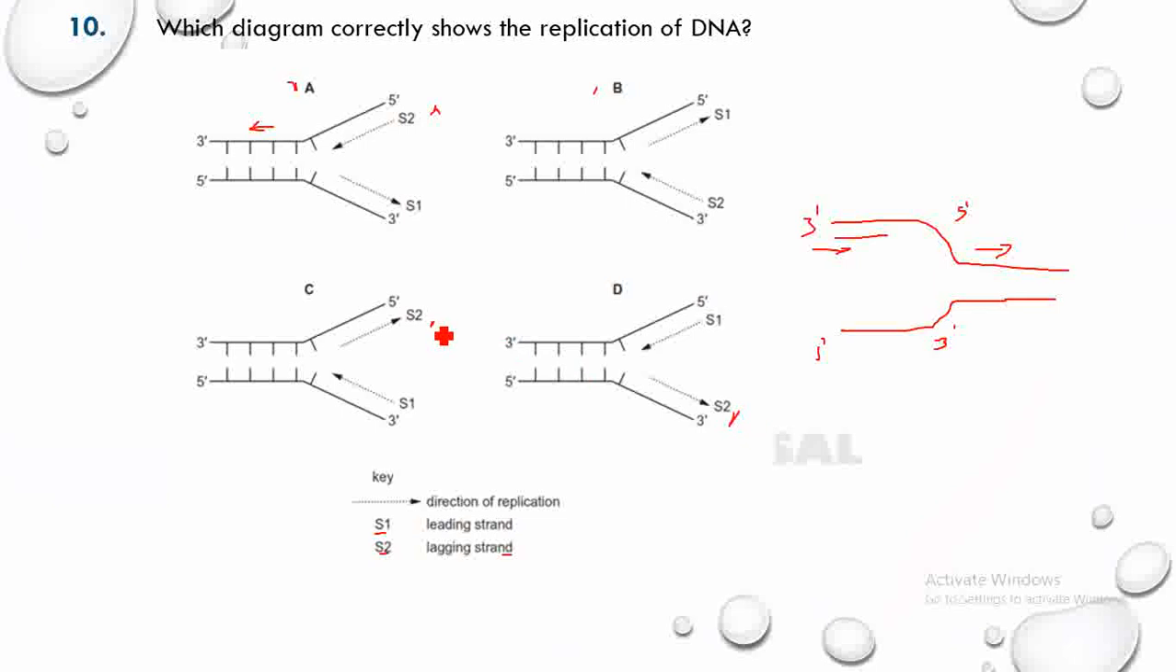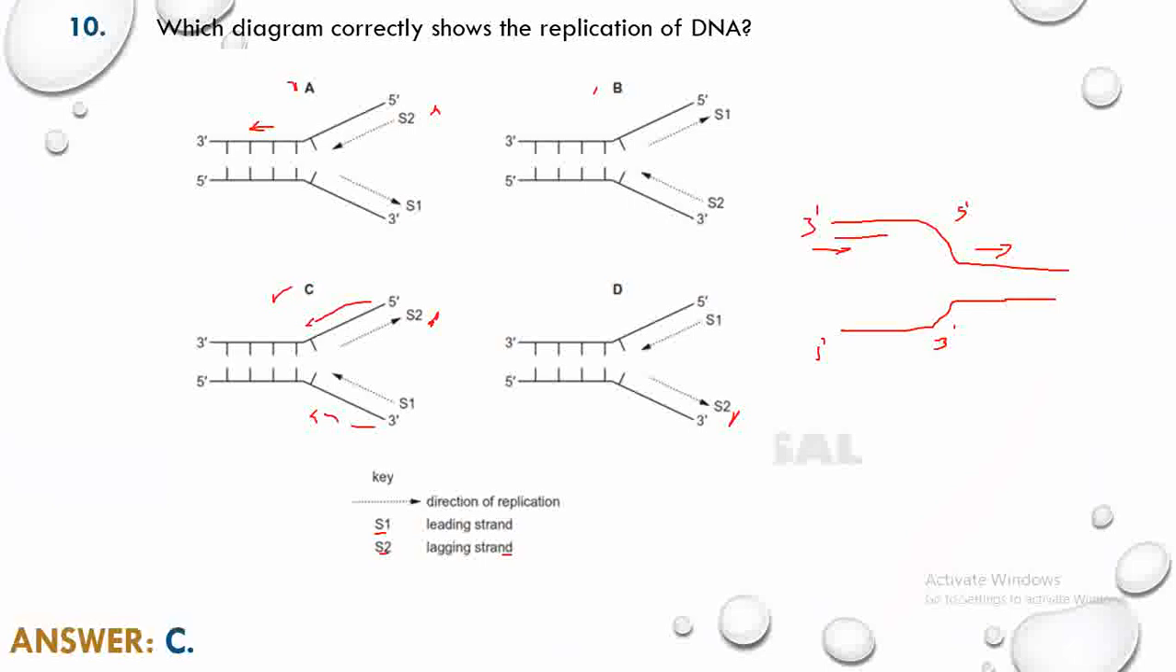All right. So this is the lagging strand. If you check it, you see that 5' to 3' is used to code for the lagging strand, while 3' to 5' is used to code for the leading strand. So that's why I think C should be the answer.